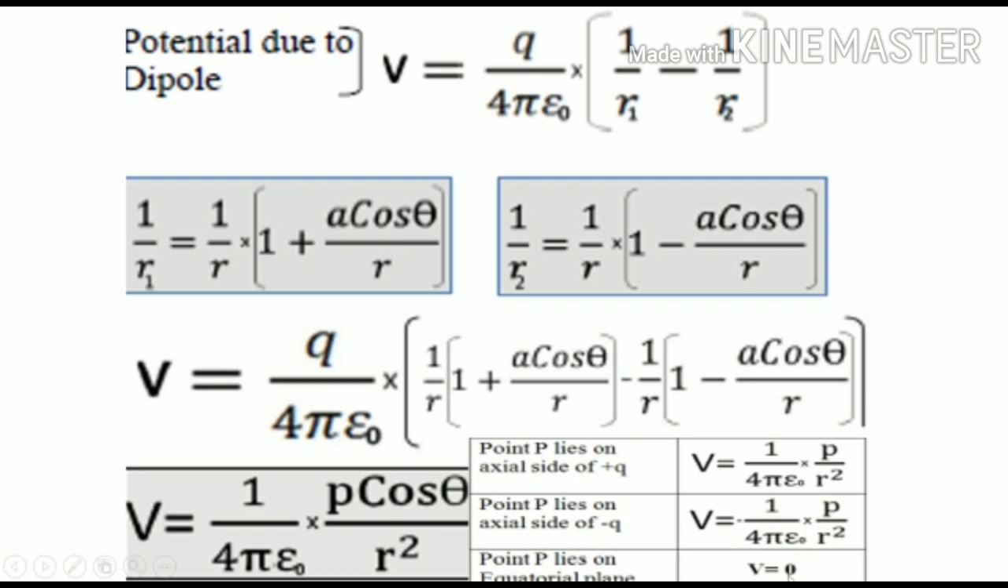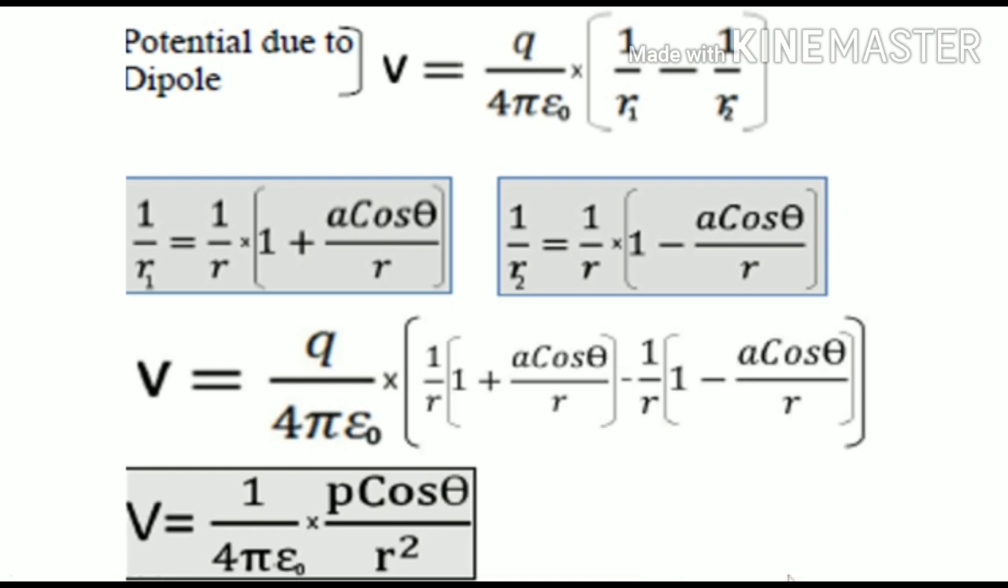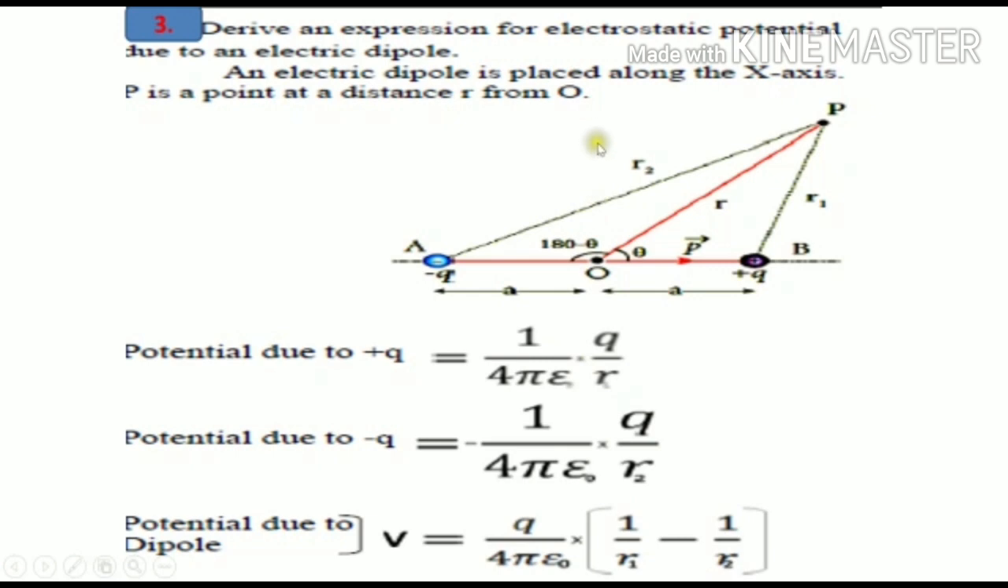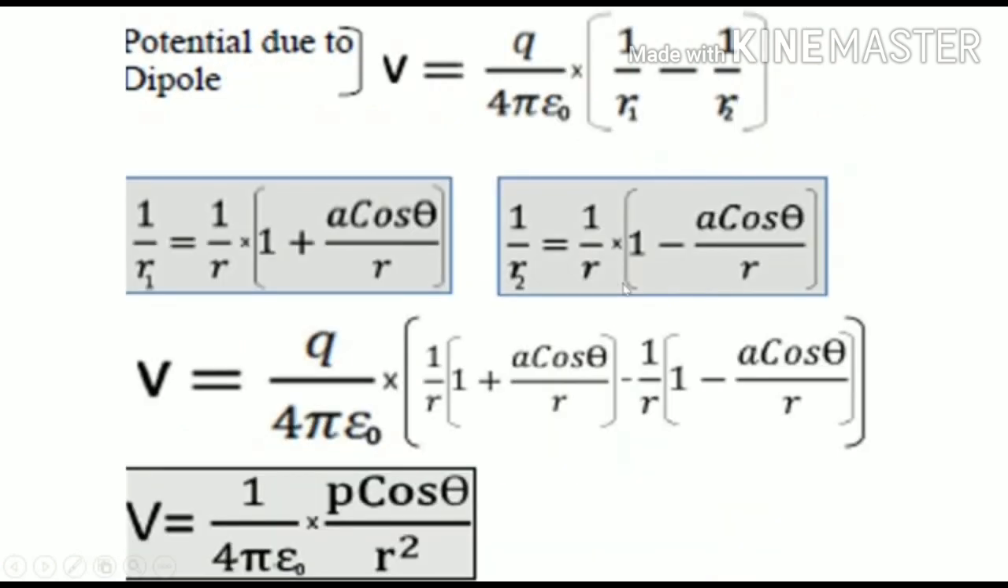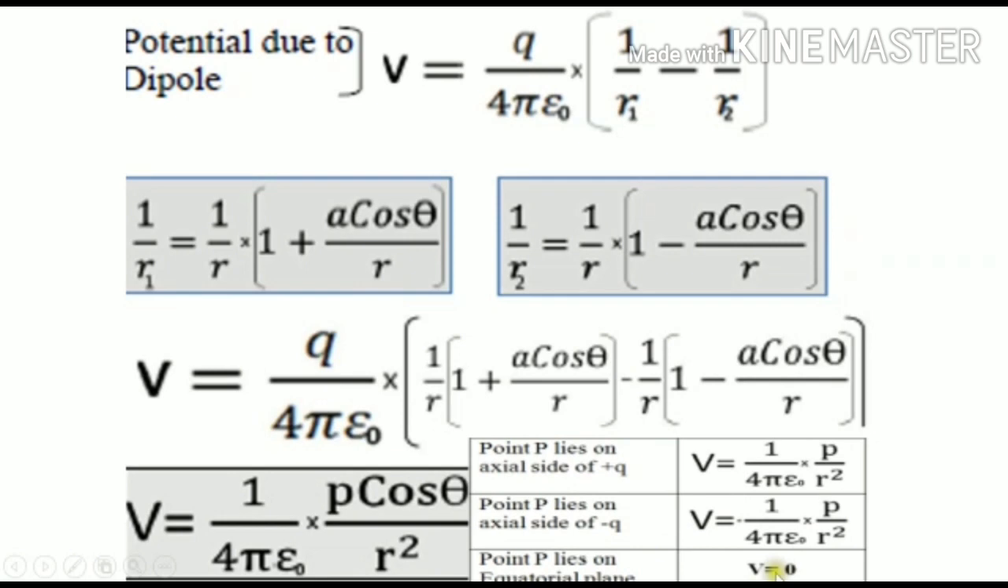Similarly, if the point lies on the equatorial line, that is, exactly at the center of the dipole, then theta will be 90, cos 90 is 0, so the total potential will be 0. So these three cases you should discuss. The potential due to a dipole at any point at a distance r is calculated by the formula 1 by 4 epsilon 0 into p cos theta by r square.